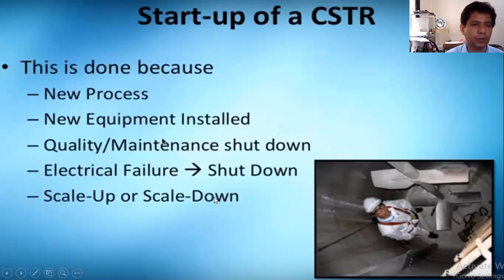Why do we need to start up a CSTR? Probably we have a new process, a new piece of equipment is installed, or we have a quality or maintenance shutdown. There's an electrical failure, which also results in a shutdown. Or we have scaled up or scaled down the process. These are the reasons why we need to start up a CSTR.